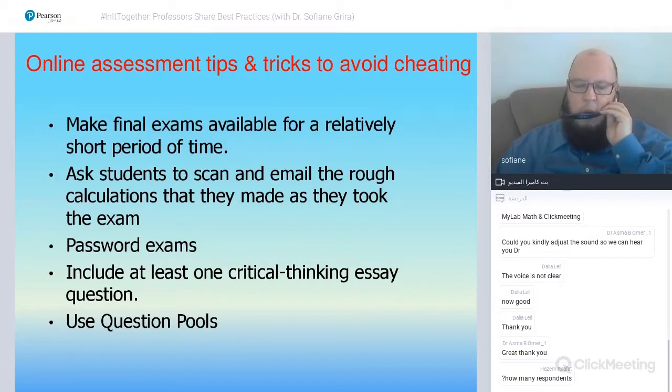So we are trying now to discuss with Blackboard so we can use the monitor webcam. You can monitor the student by webcam, and we will also use the lockdown browser, the Pearson lockdown browser, so the students cannot open anything on their computer.